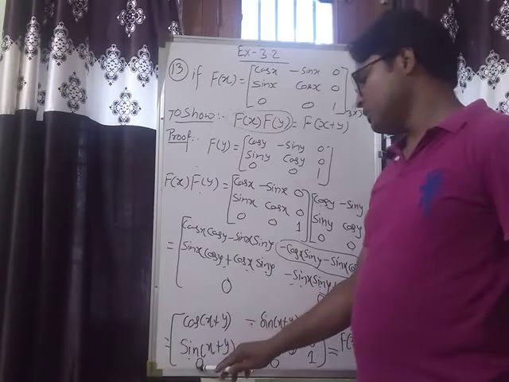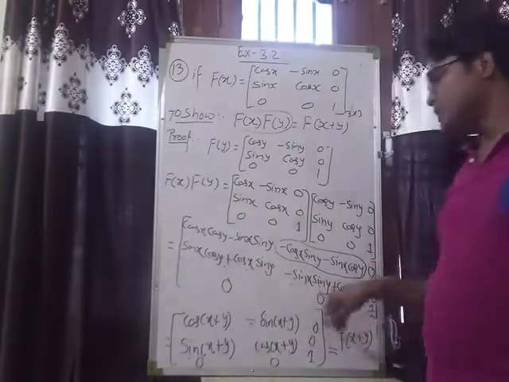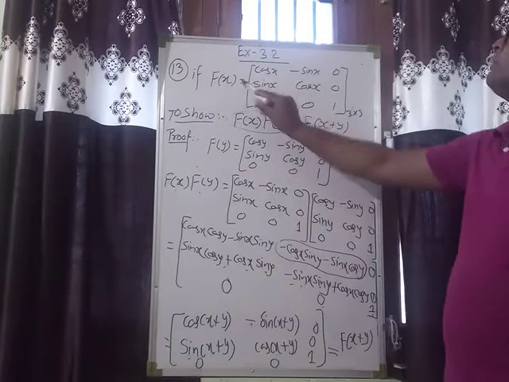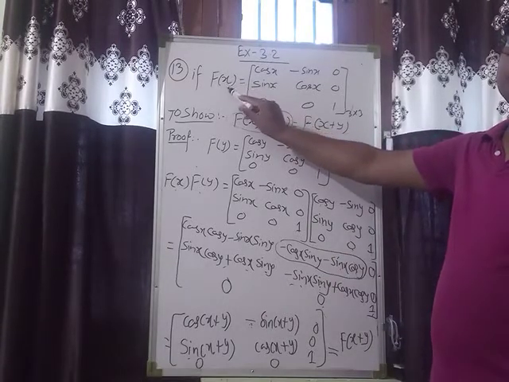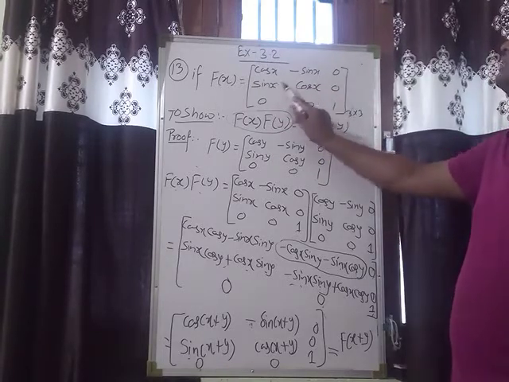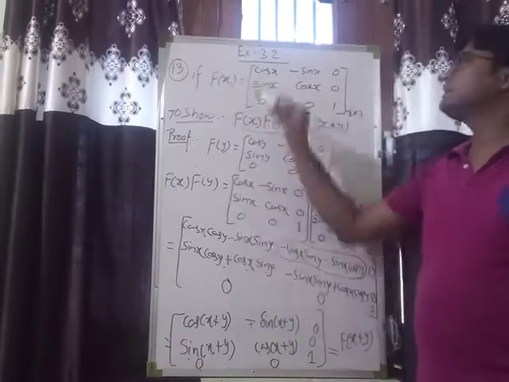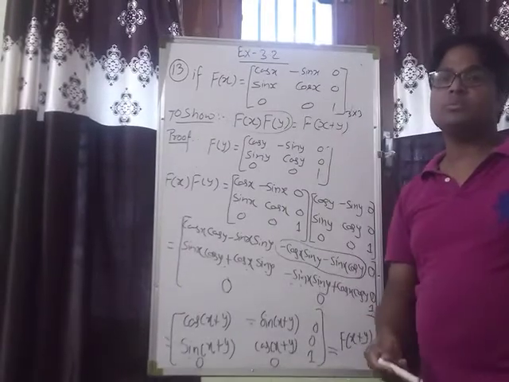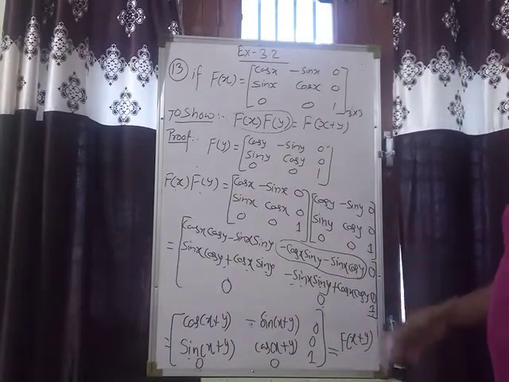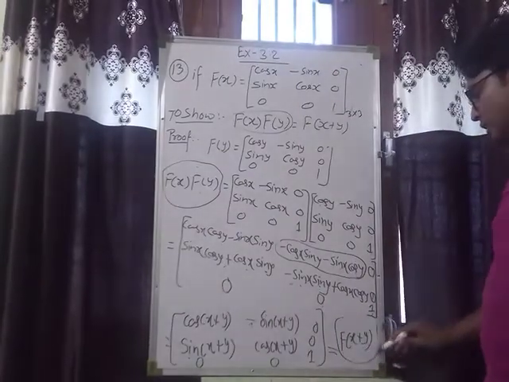Now this one is 0, here 0, 0, here 0, here 1, here 1. Now you can see this is a 3 by 3 matrix, and if x is replaced by x plus y, then we have cos(x plus y), minus sin(x plus y), 0, sin(x plus y), cos(x plus y), 0, 0, 0, 1. The same is here with x replaced, f of x plus y. So this matrix is nothing but f of x plus y, and our left hand side f(x) into f(y) is equal to f(x plus y).